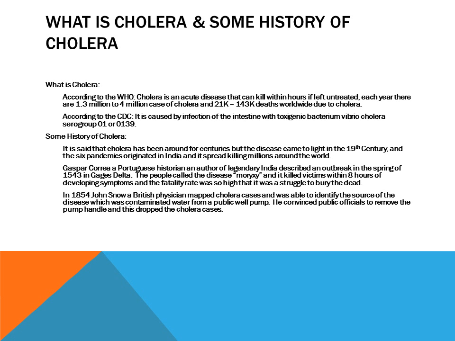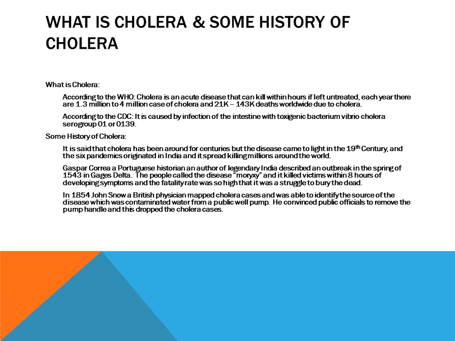So, what is cholera? According to the World Health Organization, cholera is an acute disease that can kill within hours if left untreated. Each year, there are 1.3 to 4 million cases of cholera and 21,000 to 143,000 deaths worldwide due to cholera. According to the CDC, it is caused by an infection of the intestines with toxigenic bacterium, Vibrio cholerae, serogroup O1 or O139.